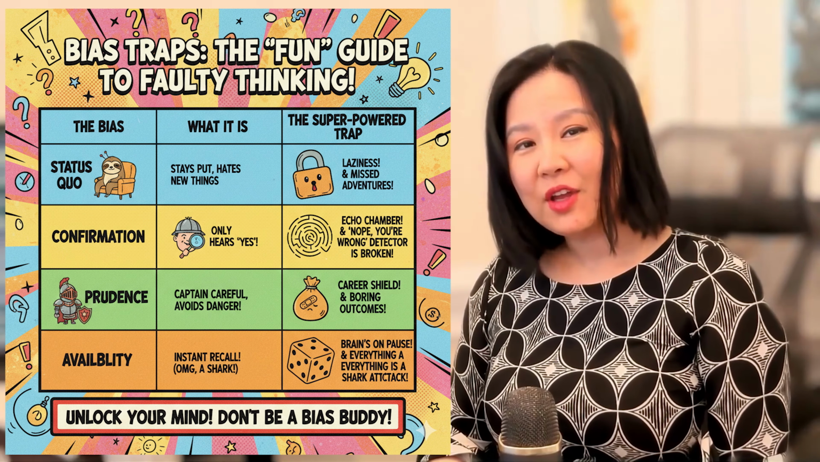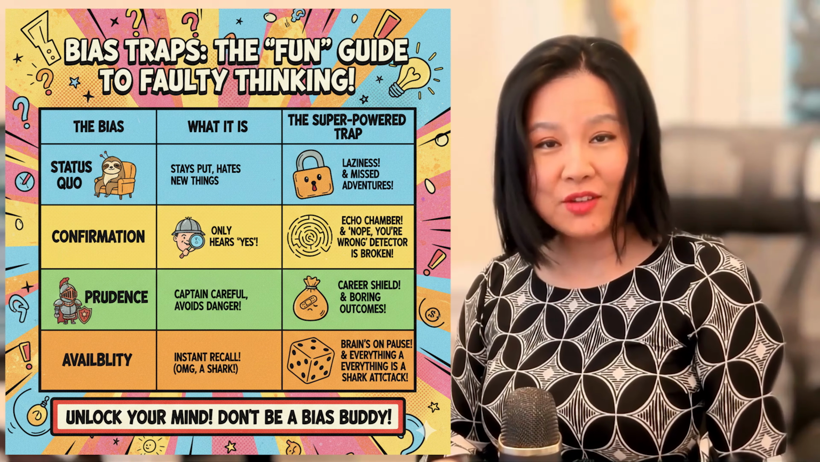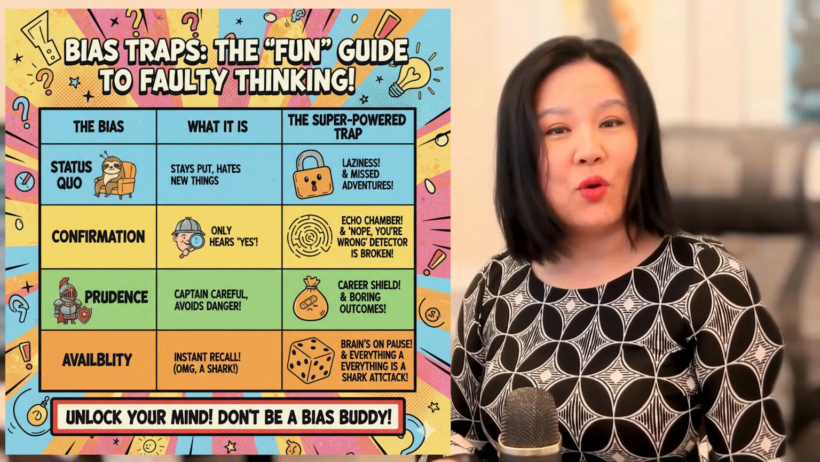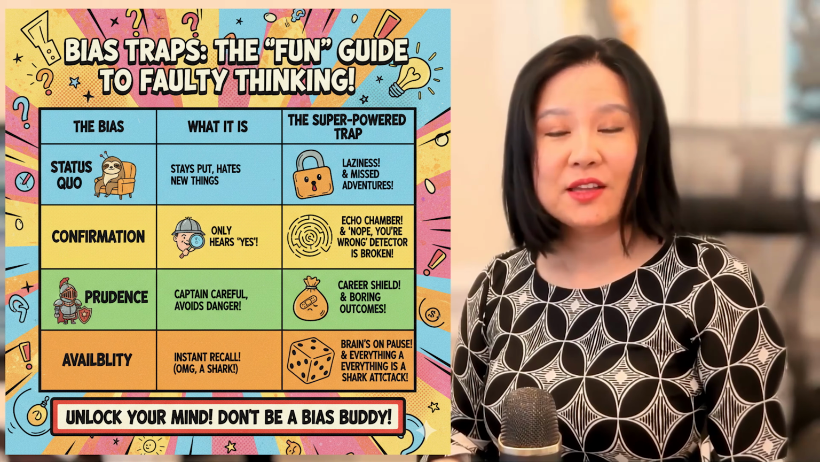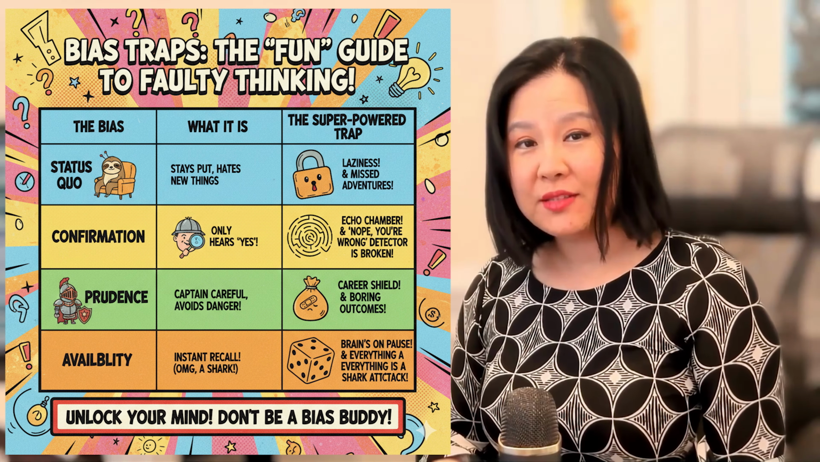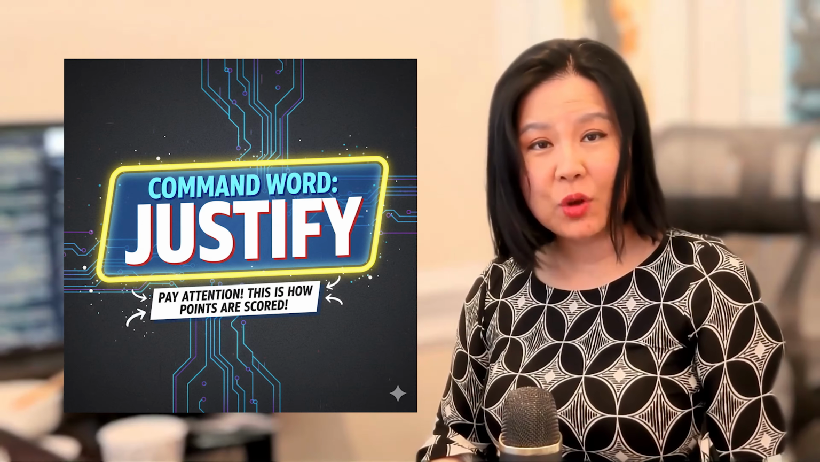Prudence bias. This is career defense forecasting. You temper your forecast so it isn't extreme, because you don't want to look foolish if you're wrong. Availability bias, being over-influenced by what is easy to recall, like a very recent market crash or a vivid news story. Command word focus, justify the mitigation on the exam.